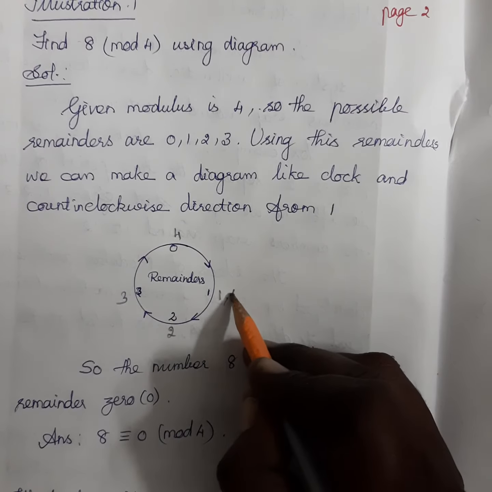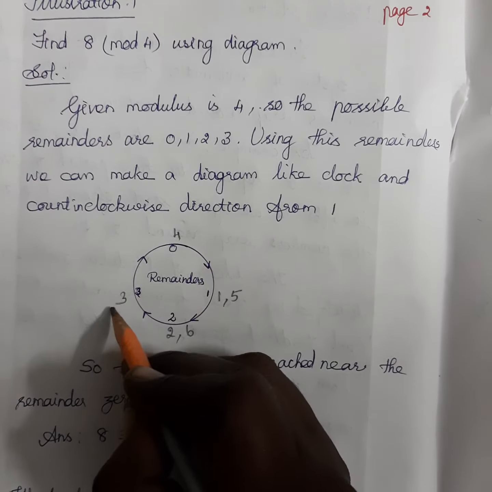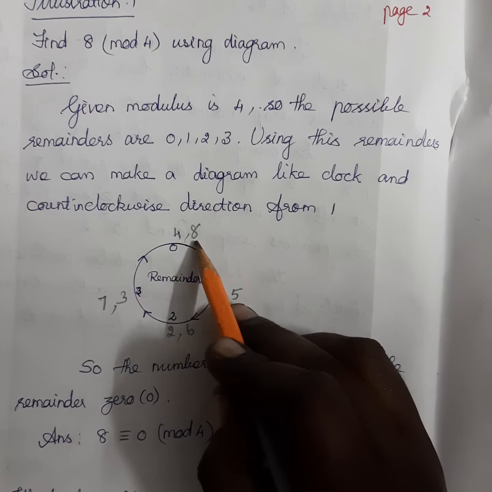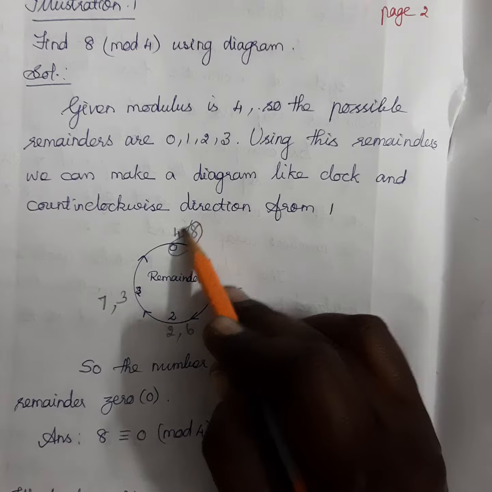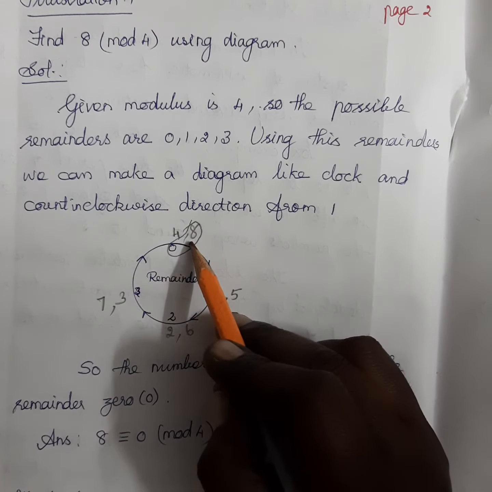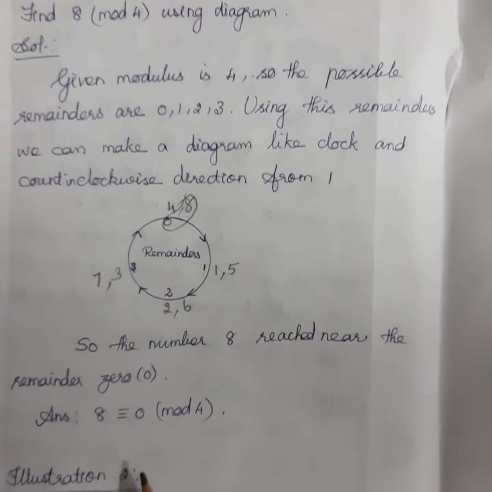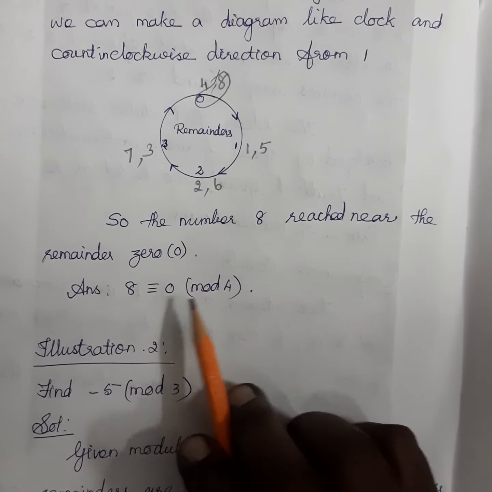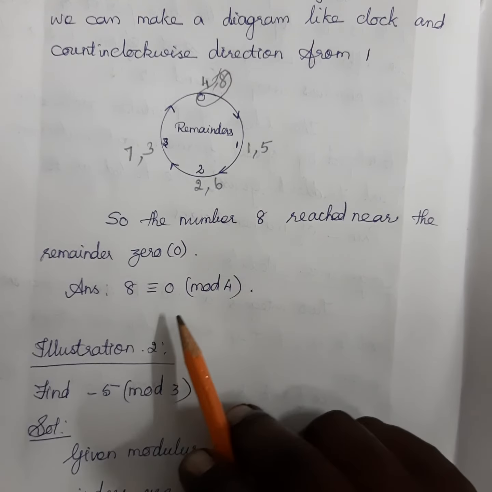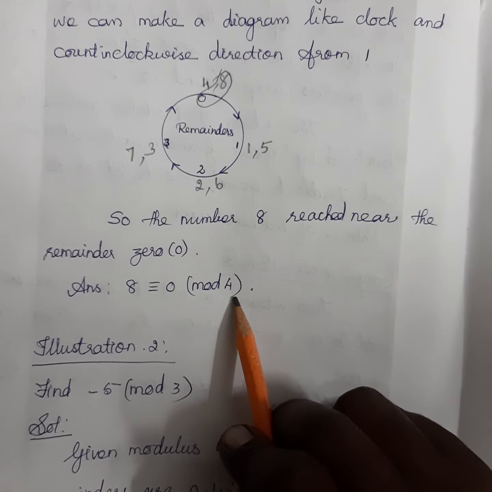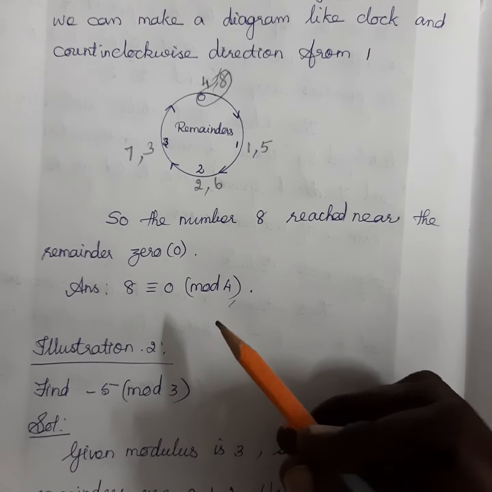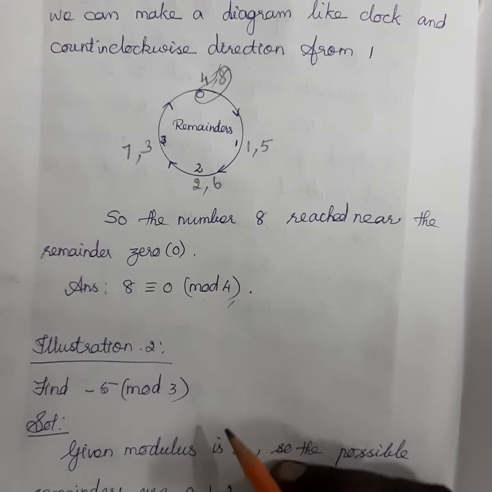Then the next number, you put a comma and write 5, 6, 7. Next one is 8. Okay, so we got 8 with remainder 0. Here we get the remainder 0 for this number 8. So we will get 8 is congruent to 0 mod 4. Are you clear? Using the diagram, this way we can find it, but for big numbers it is not easy. For small numbers you can understand using the diagram, but for big numbers you can do it another way.